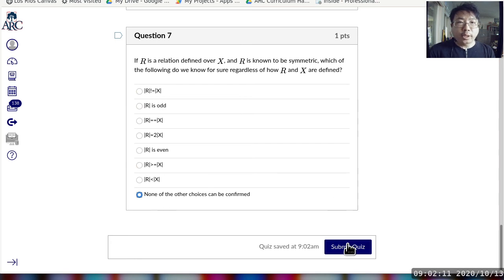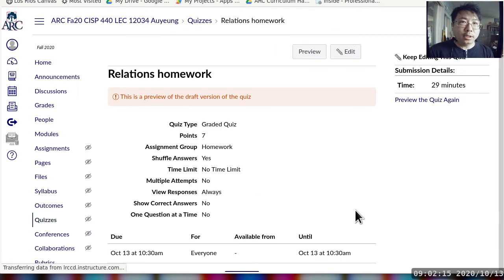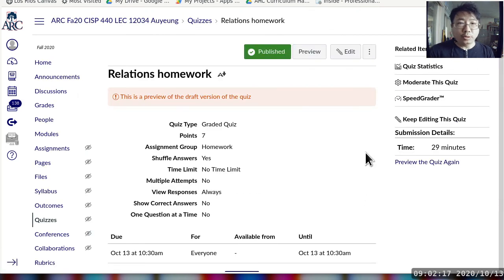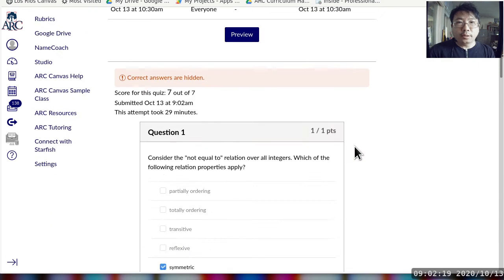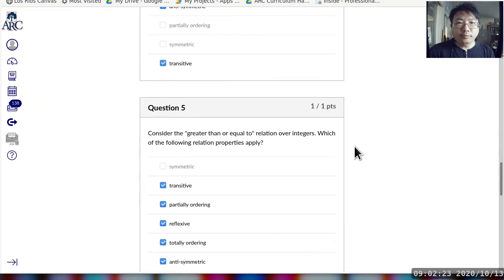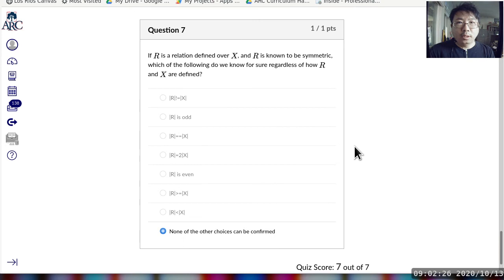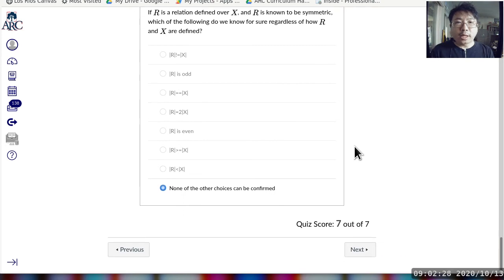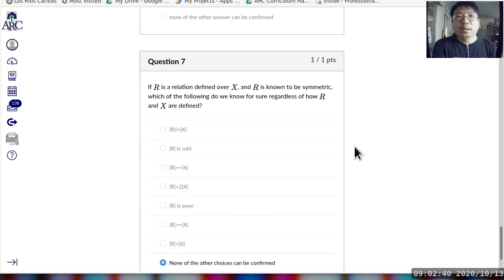So let me check whether I got everything right or not, because if I don't, then I have some explaining to do, don't I? Okay, so let's check. 1 of 1, 1 of 1, 1 of 1, 1 of 1, 1 of 1, 1 of 1, and 1 of 1. Woohoo! I got 7 out of 7. Well, if I don't, I think I'm in serious trouble. But occasionally I do make a mistake or two and not get a full score.